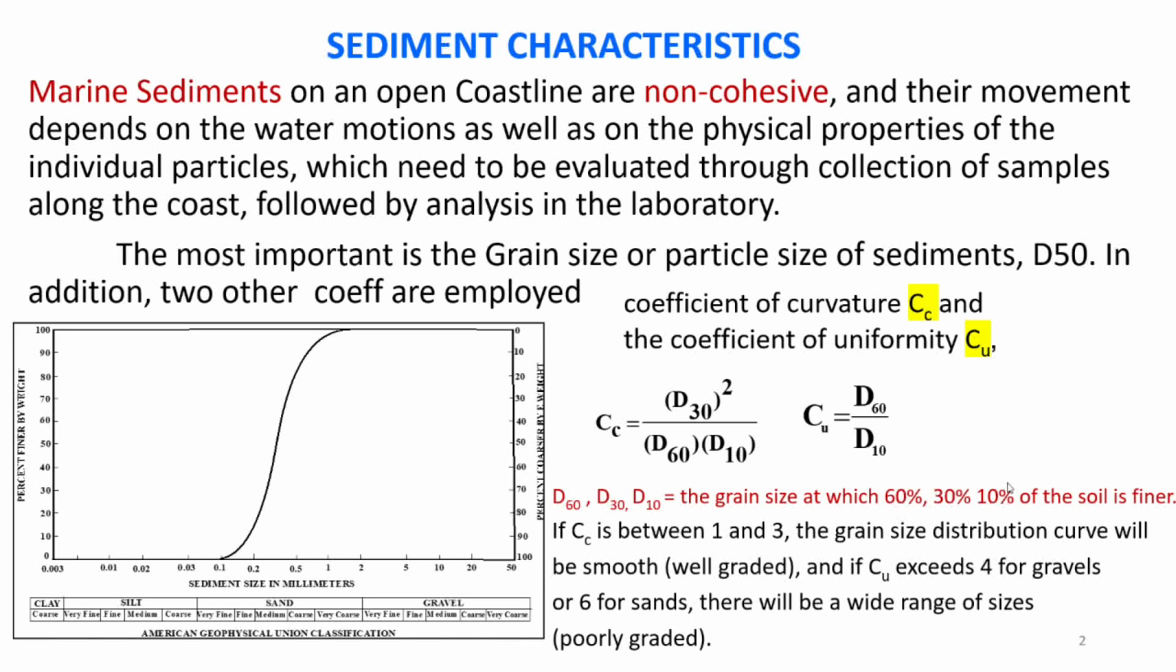So, marine sediments on an open coastline are non-cohesive and their motion depends on wave induced motions or current induced motions in the open ocean. These, I said, are the driving forces, as well as the physical properties of individual particles. How do you assess the physical properties of individual particles? For that, you need to collect samples along the coast, followed by a rigorous analysis in the laboratory.